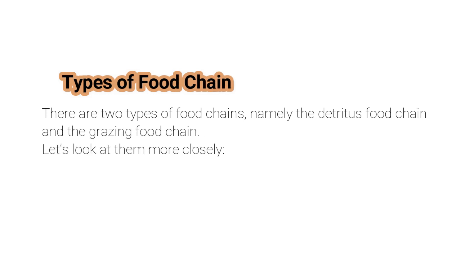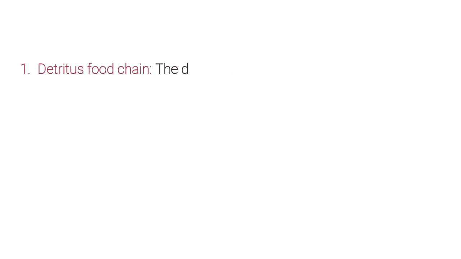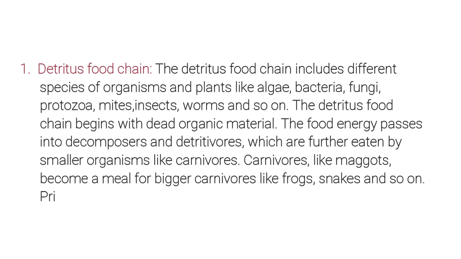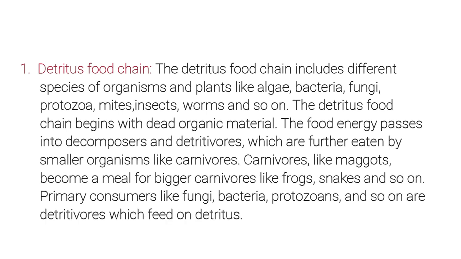Types of food chain. There are 2 types of food chain, namely detritus food chain and grazing food chain. Let's look at them more closely. Detritus food chain. The detritus food chain includes different species of organisms and plants like algae, bacteria, fungi, mites, insects, worms, and so on.